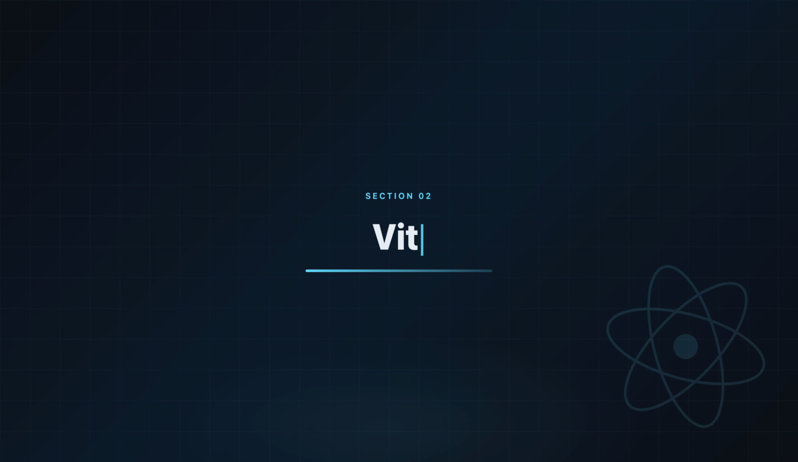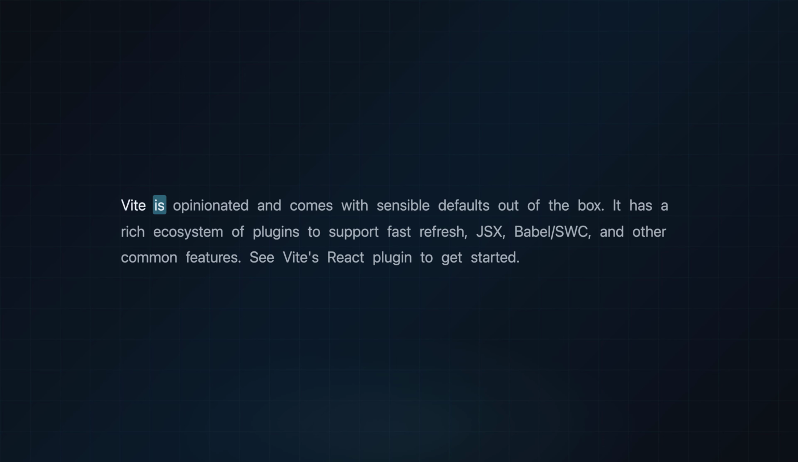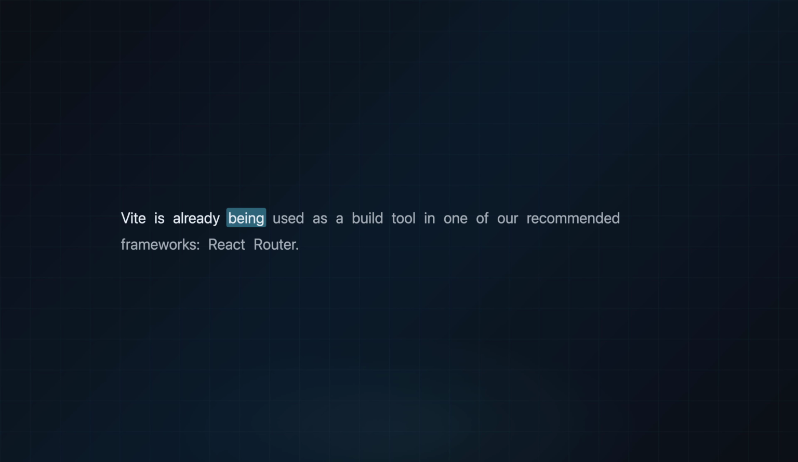Vite. Vite is a build tool that aims to provide a faster and leaner development experience for modern web projects. To create a new Vite project, run npm create vite using the react-ts template. Vite is opinionated and comes with sensible defaults out of the box. It has a rich ecosystem of plugins to support fast refresh, JSX, Babel and SWC, and other common features. See Vite's React plugin to get started. Vite is already being used as a build tool in one of our recommended frameworks, React Router.